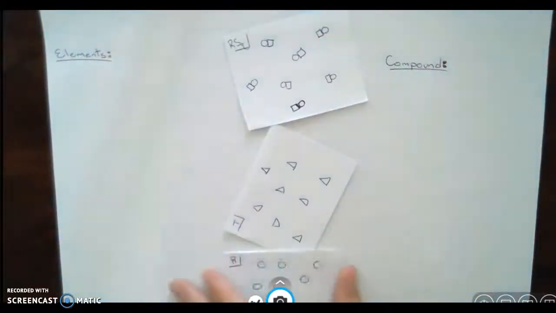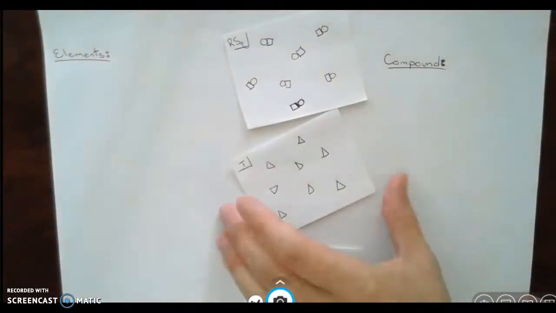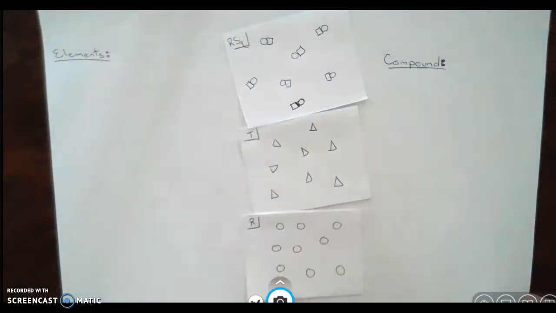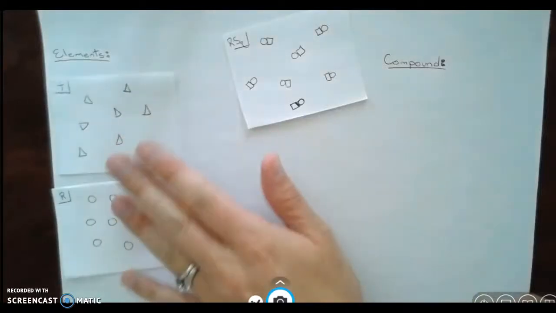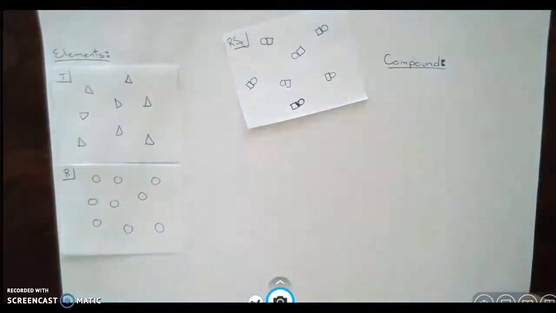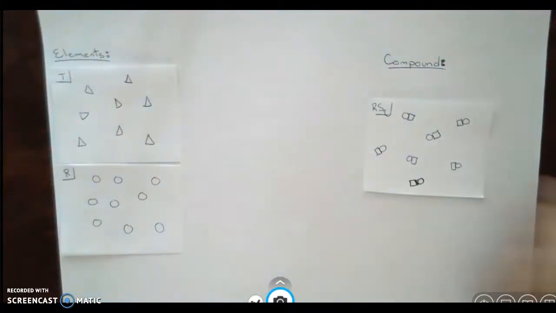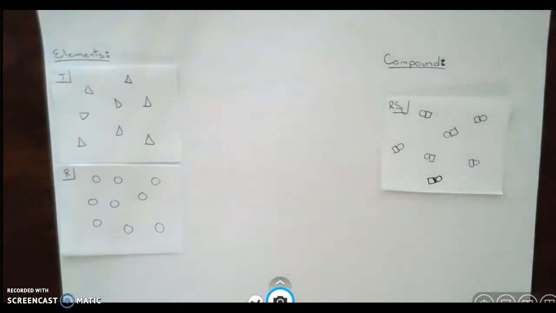So if you look at these, this one's made up of a circle and a square. Yes, my drawing, that's supposed to be a square. And this is made up of triangles. This is made up of a bunch of circles. So elements, this is our lovely rendition drawing of what the elements look like. Whereas this would be more like a compound, because it's made up of different things.